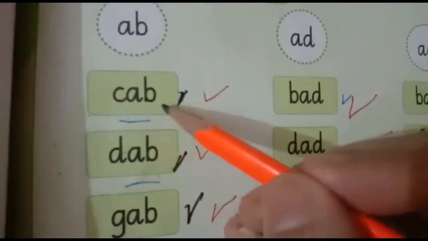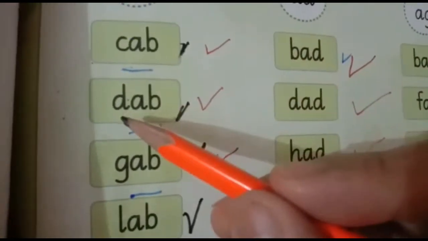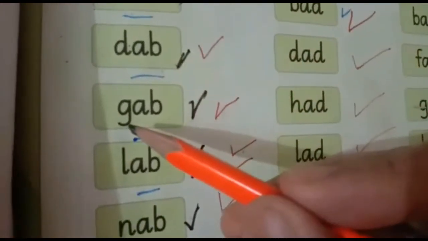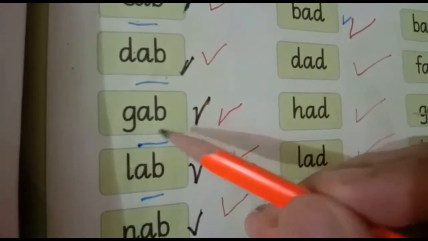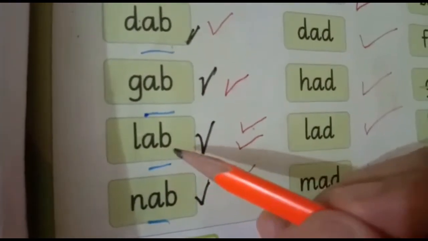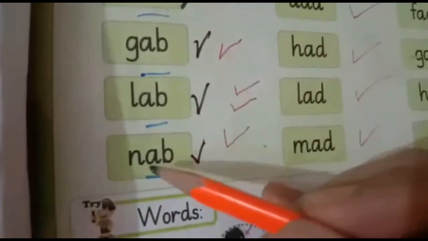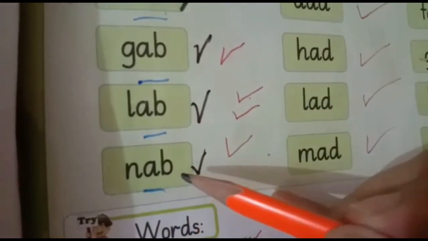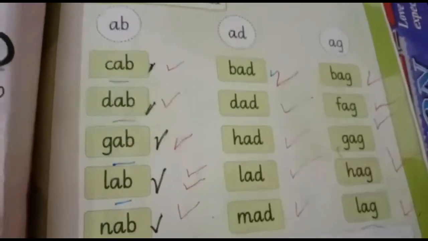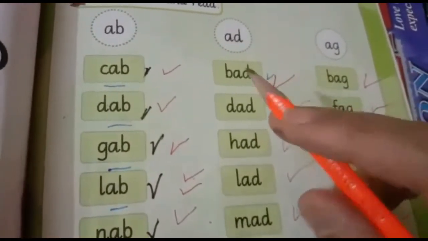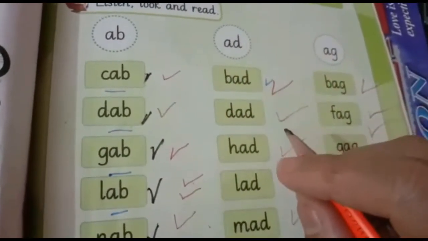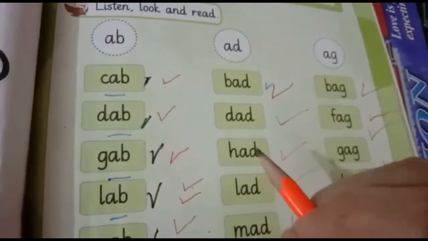Again. K-a-b, cab. D-a-b, dab. G-a-b, gab. L-a-b, lab. N-a-b, nab. Today we have learnt about the ab family with the help of the phonic method. I hope you have understood all the points.